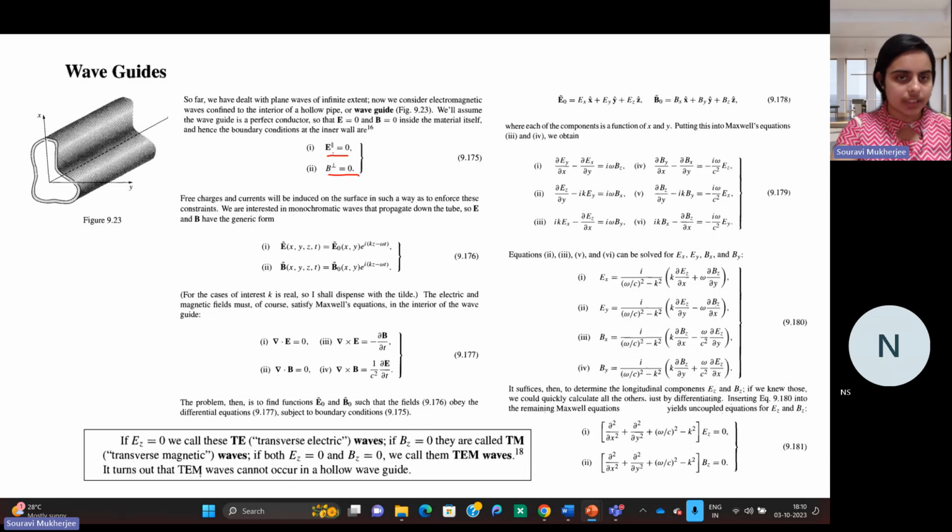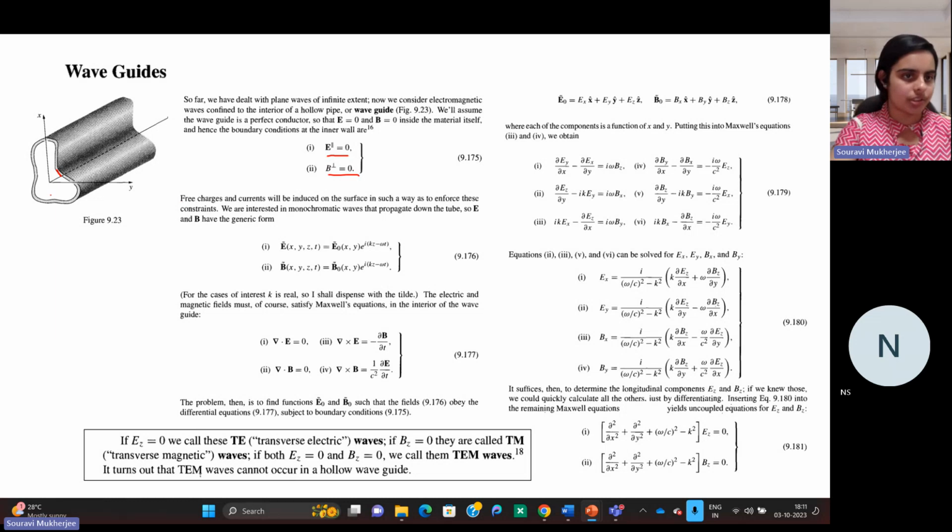And even otherwise, if you take a very small pillbox, by that logic, you can say that the tangential components here on the inner wall should be zero. So these are the boundary conditions that have to be satisfied in the inner wall. Now, free charges and currents will be induced on the surface in such a way. So this is the condition that has to be satisfied.